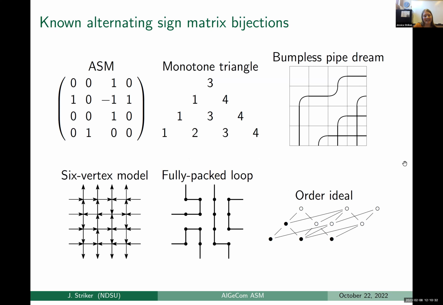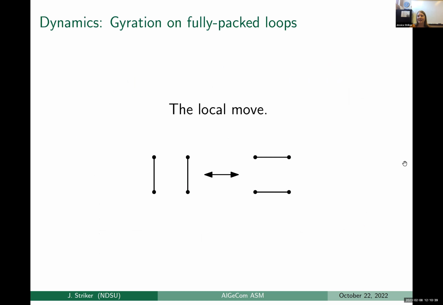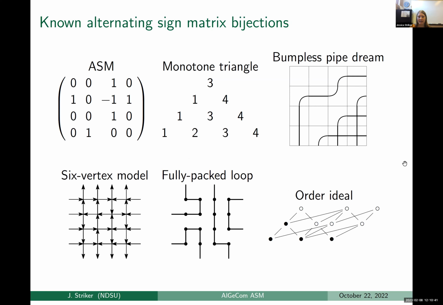Okay, so I said that in each of the perspectives, we would start looking at some lurking dynamics. So here's the start of the dynamics. And that is, we're going to look at, I guess I should show you which object. We're going to look at these fully packed loops down here. And we're going to do a local move on fully packed loops. Oh, I guess I should tell you what a fully packed loop is.